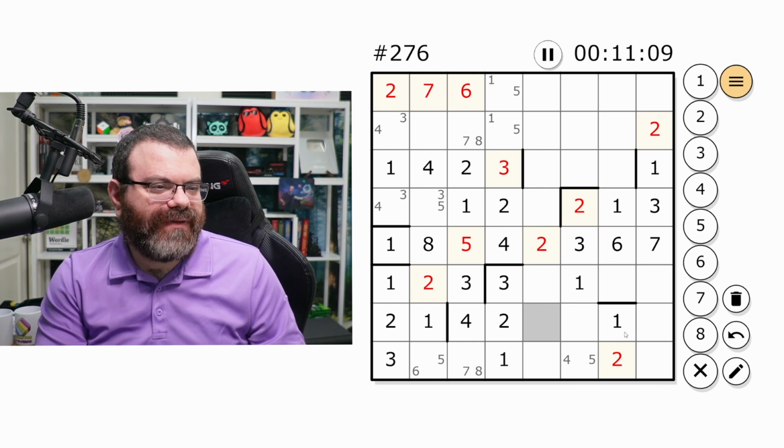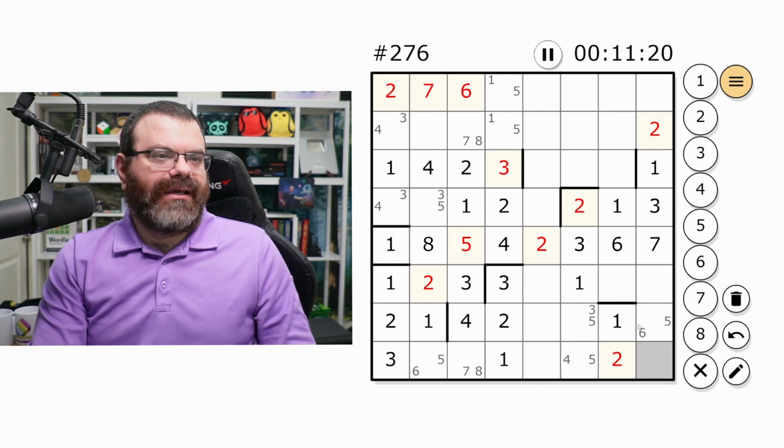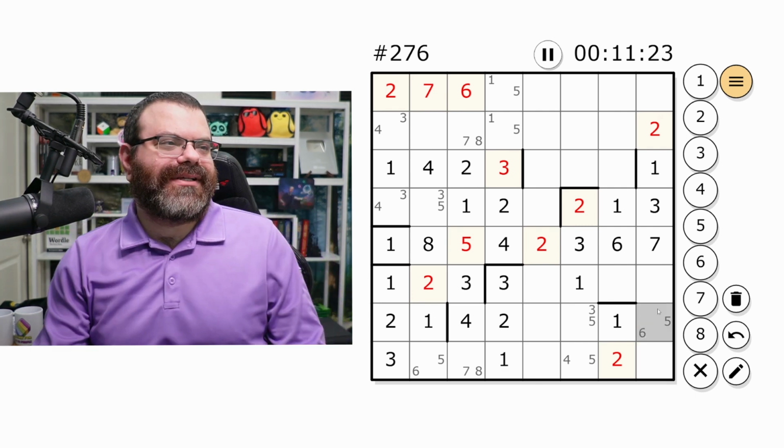Here we need 3, 5, 6. This can only be 3, 5. It can't not be the 6. It's a 5-length segment. This can't be the 3s. This is 5, 6. Things are progressing slowly here.